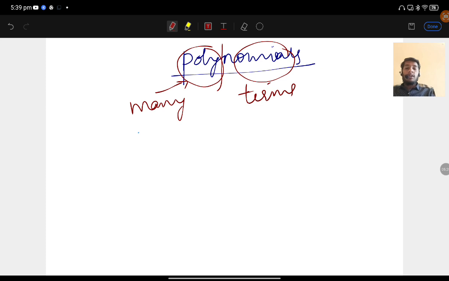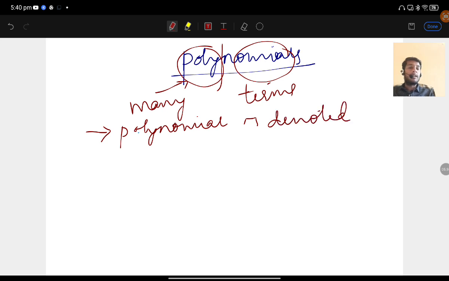When an algebraic expression can be denoted in the form of p of x, then we call it a polynomial. So the polynomial is denoted by p of x, in the sense that p is a polynomial. We are choosing this alphabet p to denote the polynomial in terms of the variable x.